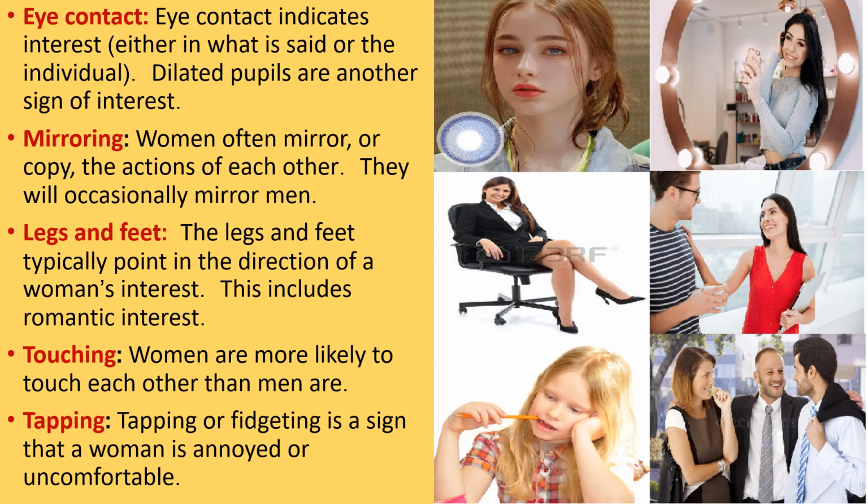We copy something. Legs and feet. The legs and feet typically point in the direction of a woman's interest. This includes romantic interest also. Look at the girl on the chair. She feels pretty good interest. She is not in a romantic mood, but officially she is sitting on the chair.